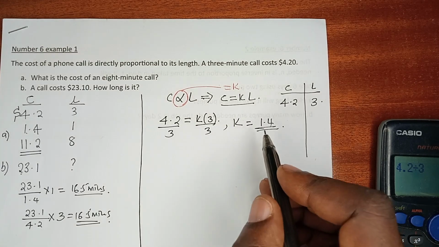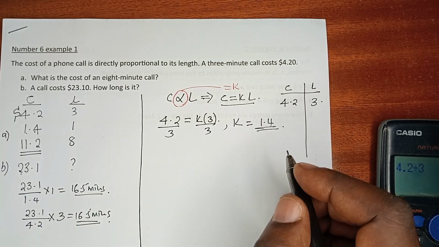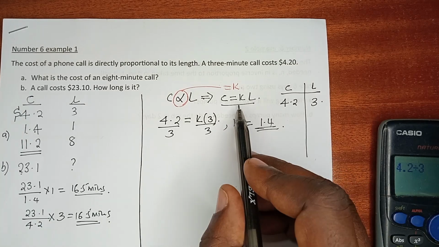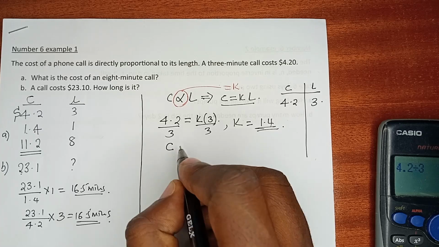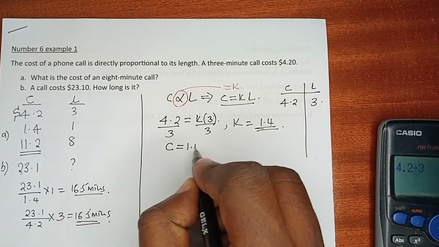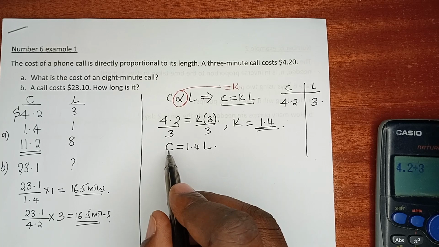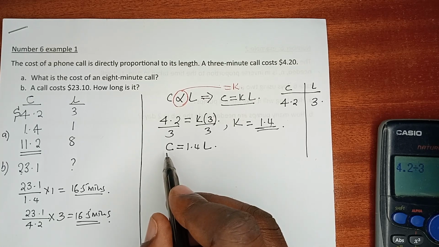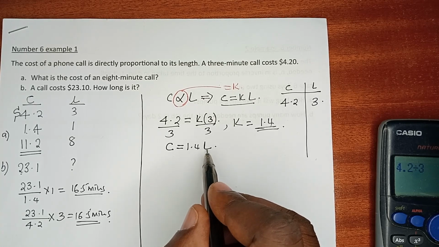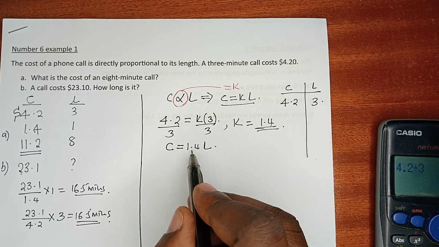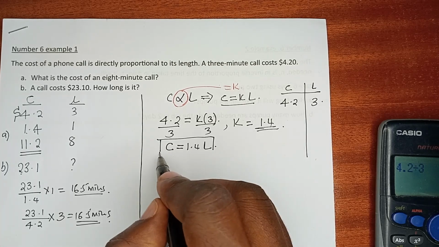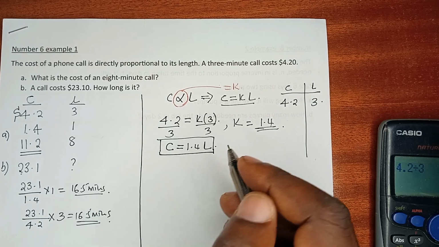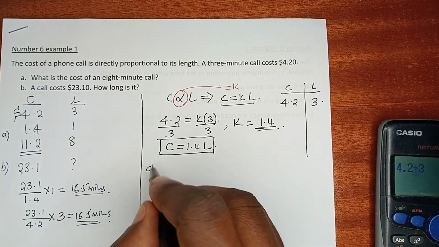So this constant of proportionality is the one that is now substituted in the original equation, which is the cost is equals to 1.4L. Cost is a variable. It changes as the length of the call changes. L is a variable, but k, which is 1.4, is actually the constant. Now we can use this equation, or this relationship, to answer both parts of the question.